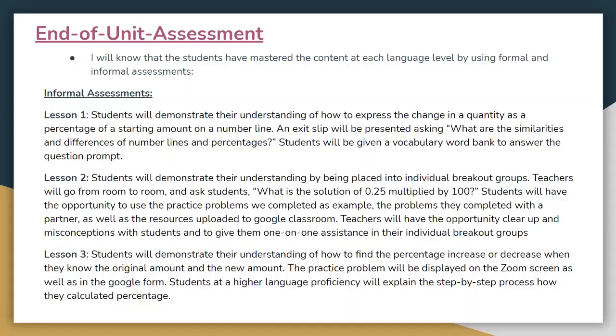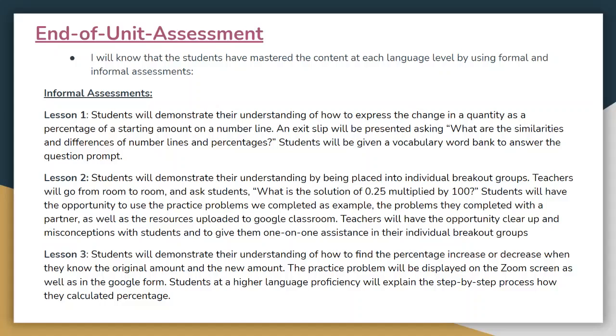The informal assessment of lesson 2 is: students will demonstrate their understanding by being placed into individual breakout groups. Teachers will go from room to room and ask students, what is the solution of 0.25 multiplied by 100? Students will have the opportunity to use the practice problems we completed as an example, the problems they completed with a partner, as well as the resources uploaded to Google Classroom. Teachers will have the opportunity to clear up misconceptions with students and give them one-on-one assistance in their individual breakout rooms.